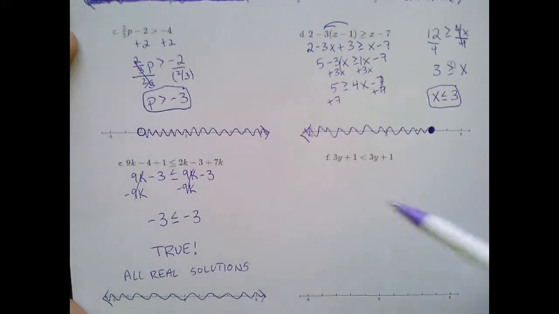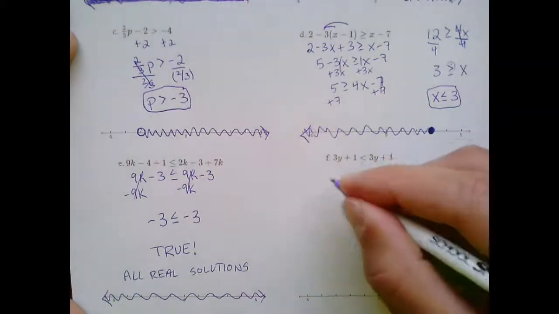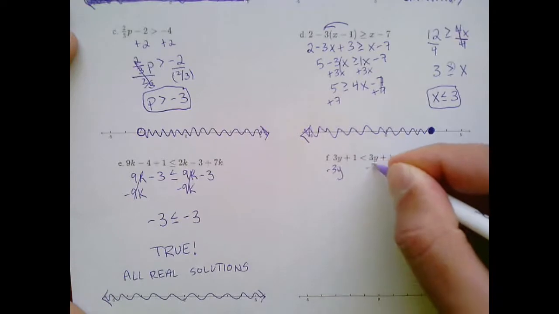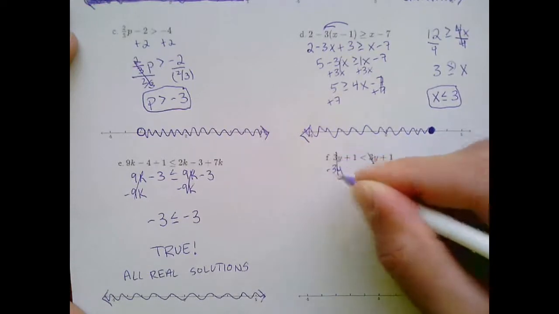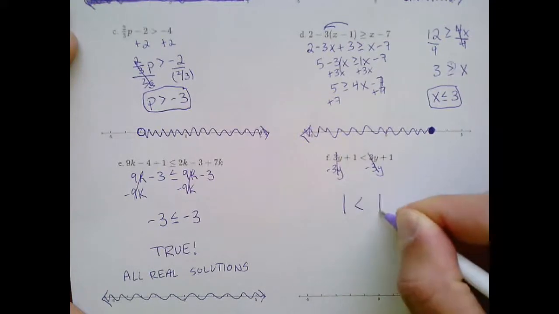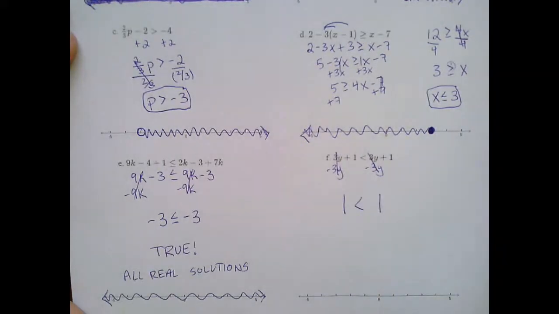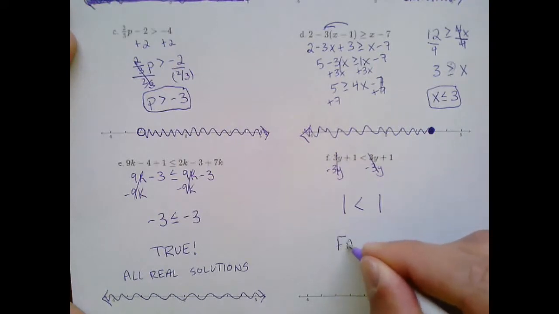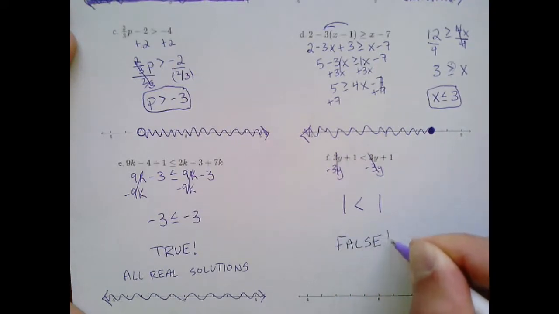How about f? Well, maybe the first thing you would say is subtract 3y from both sides, but you'll notice very similar to e, that those will cancel and you're left with 1 is less than 1. So now you have to check the validity of the statement. What do you think? Is 1 less than 1? Well, no, that's very false. So if it's false, that means there is no x value which will make this true. Any x value that you pick will never make it true.